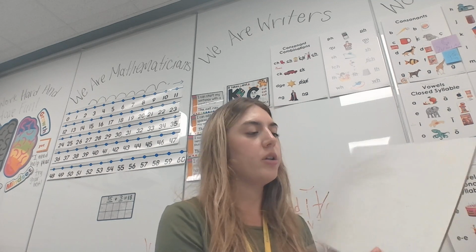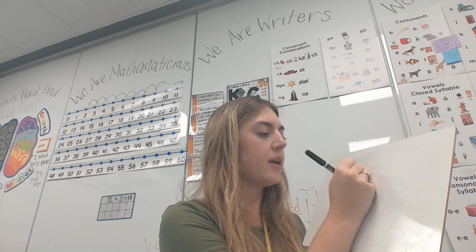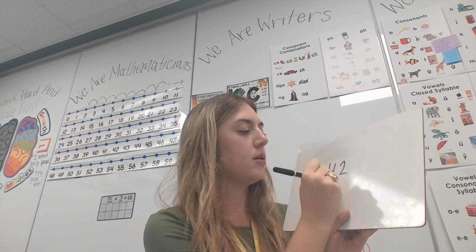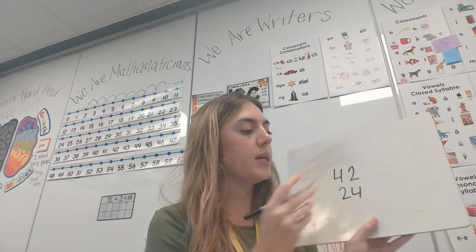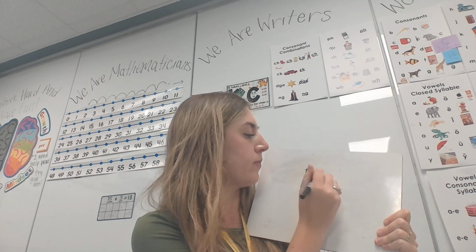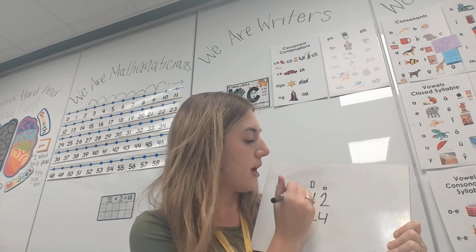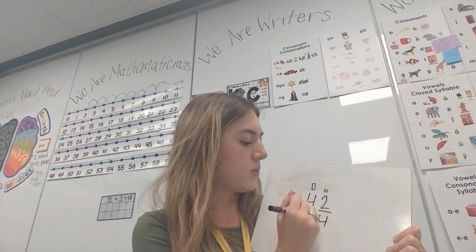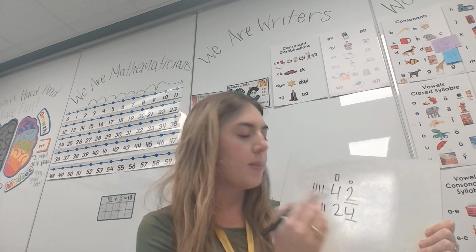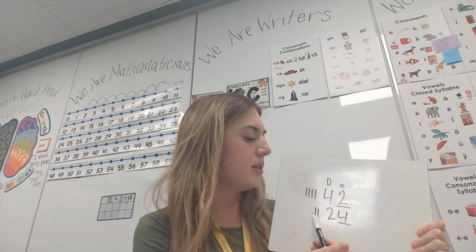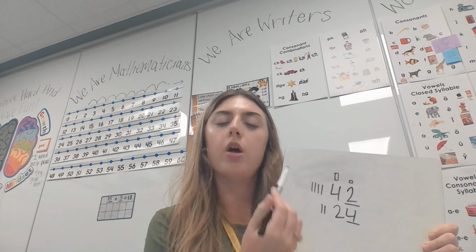Okay, for another example, if I had the number 42, the way that I would begin teaching my students that this is not 24 is by writing them on top of each other in their place values. And I would say, this one has 1, 2, 3, 4. This one has 1, 2. Okay, I'm going to count by tens. 10, 20, 30, 42. 10, 20, 24.